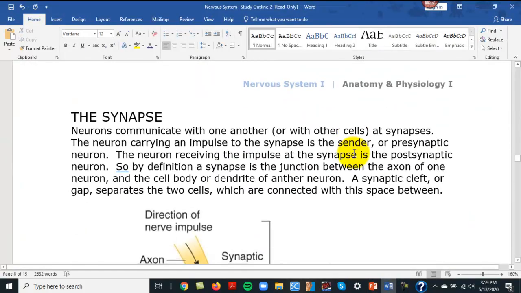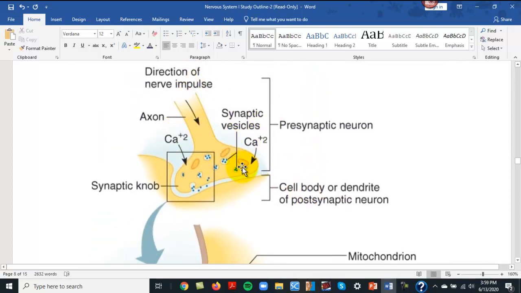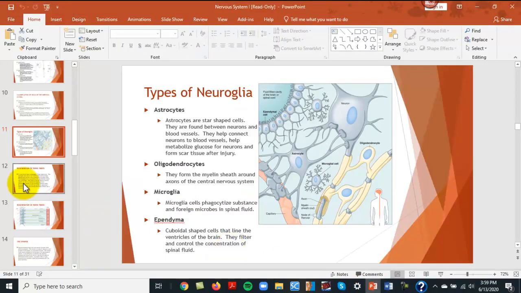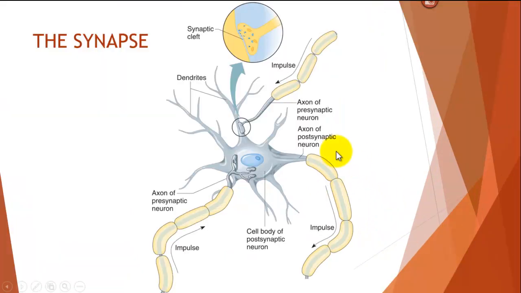Synapse, and this is just a throwback to what we did with the muscle. A synapse is when the dendrite or axon of one neuron is connecting to the cell body of another neuron. See, here's an axon coming down, connecting to the dendrite. Here's another axon that's connecting directly to the cell body, and what you have is a synapse.